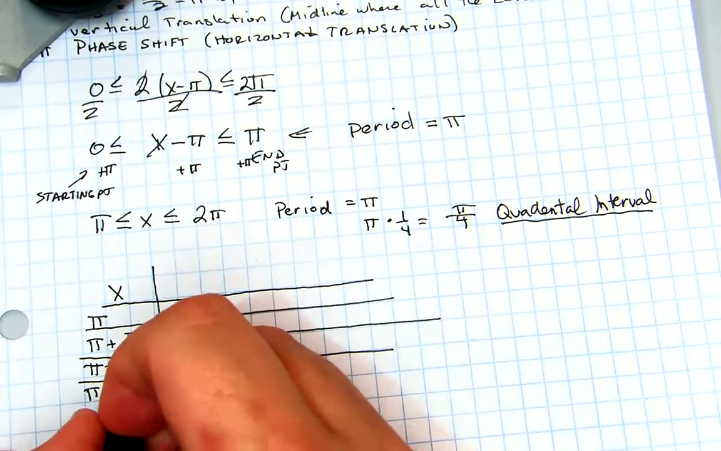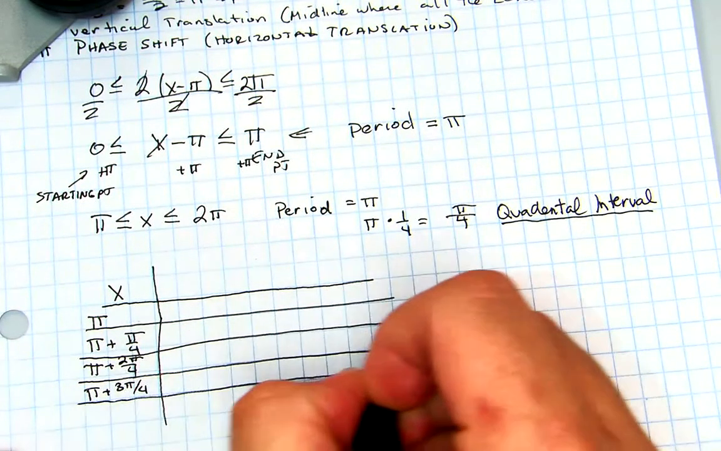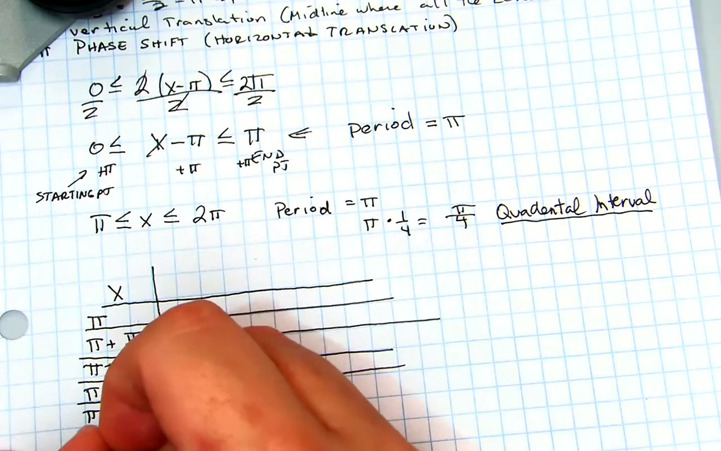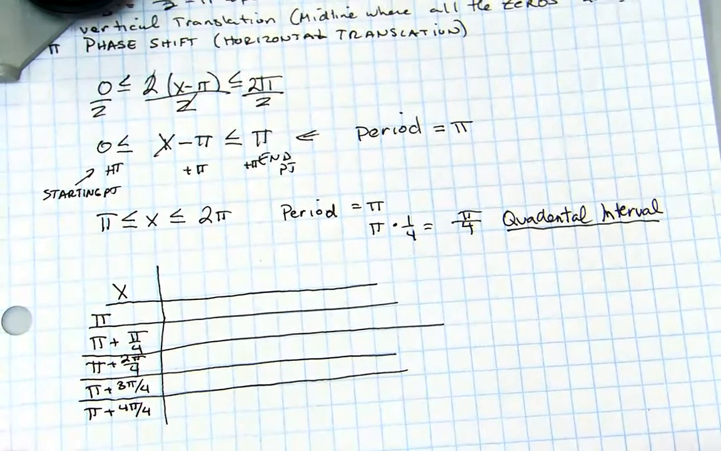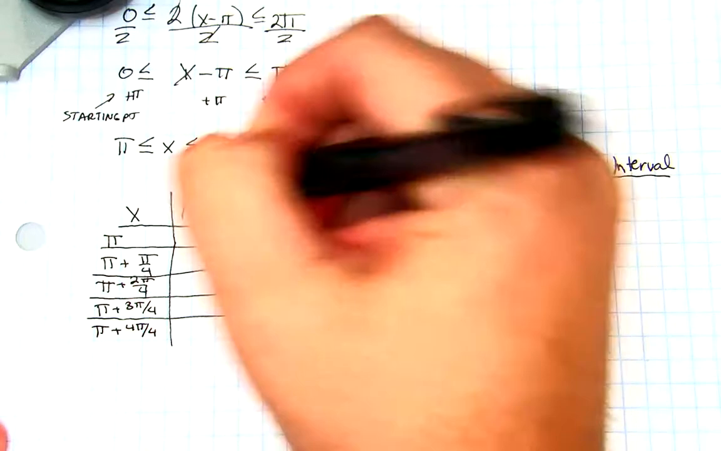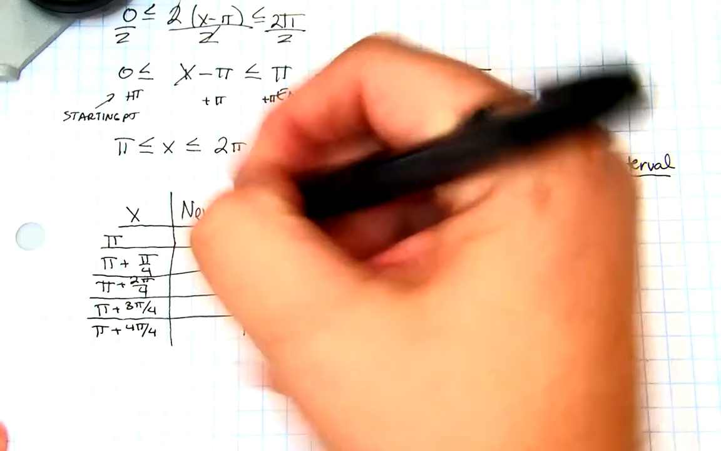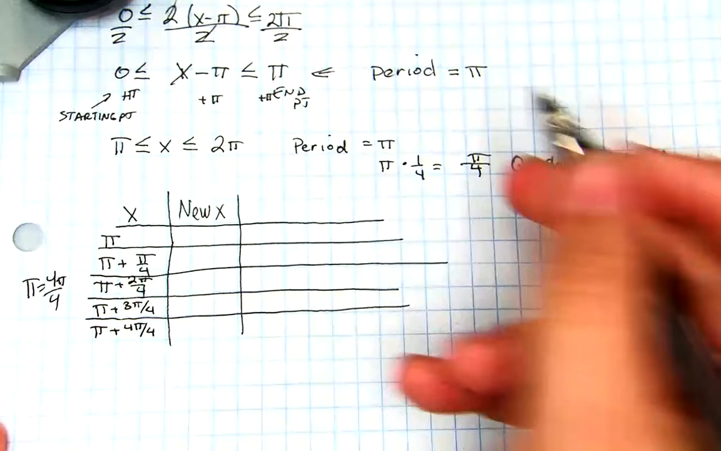Then pi plus 3 pi over 4. And then pi plus 4 pi over 4, because there are 4 quadrantal angles. And I'll call this my new x.